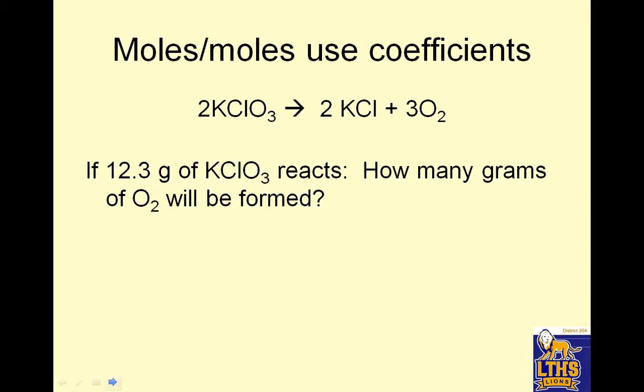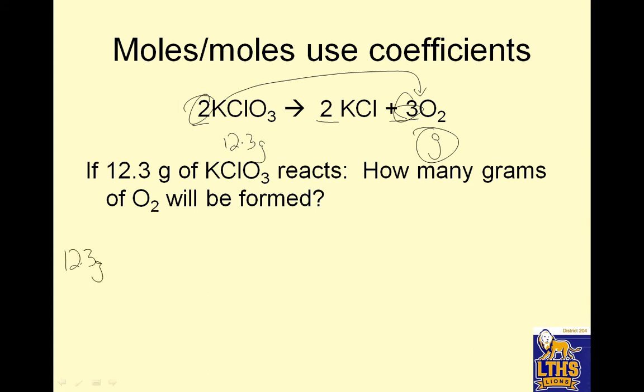Okay. Moles over moles, the same basic idea. Moles over moles uses coefficients. So if I'm given 12.3 grams of KClO3 and I want to figure out grams of O2, what I'm going to do is convert this into this, but I don't have a gram to gram equivalency. I only have a mole to mole equivalency. So I'm going to change everything into moles first.